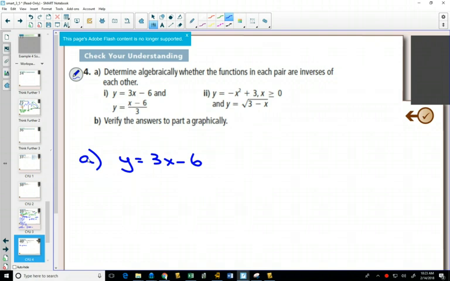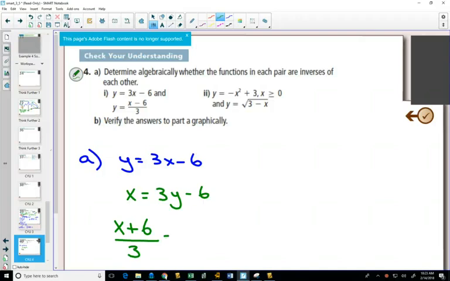So if I were to do that, well, I'd switch x and y, move the 6 over, and divide by 3. So that would be the equation of my inverse. Does that match up with the one they've given us? The one they've given us has a negative in there, so we can say no. These are not inverses of each other.